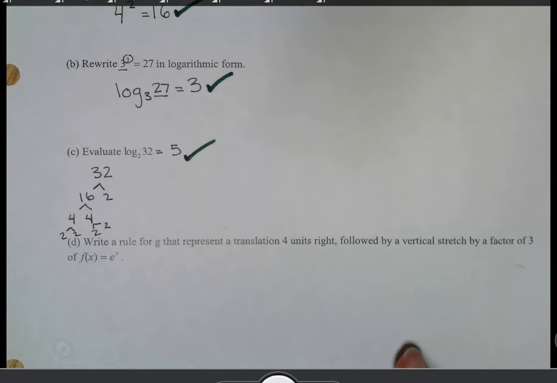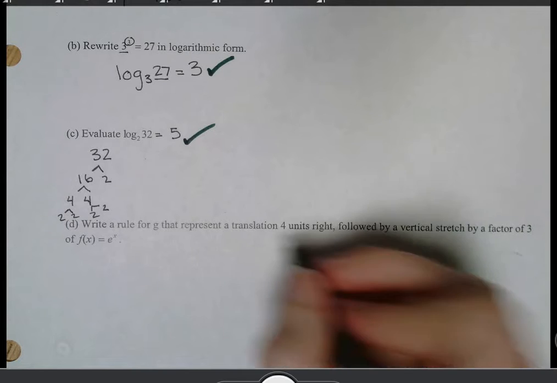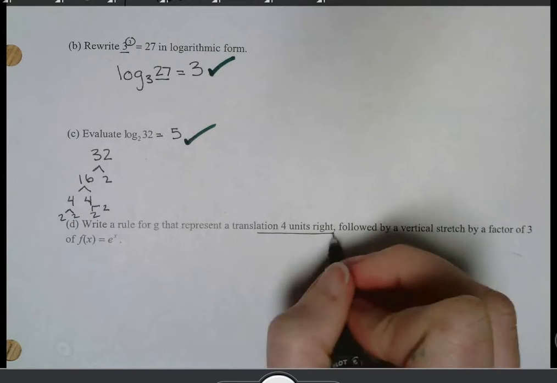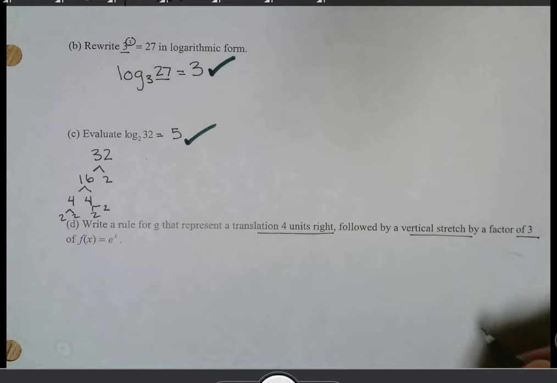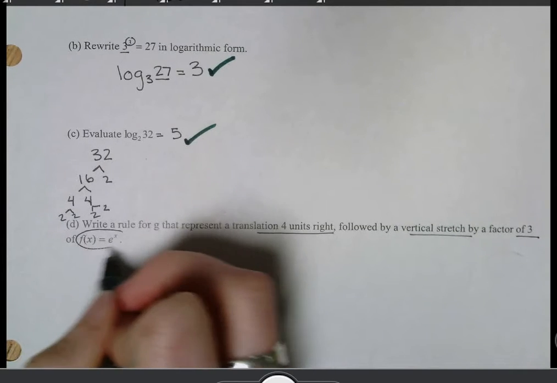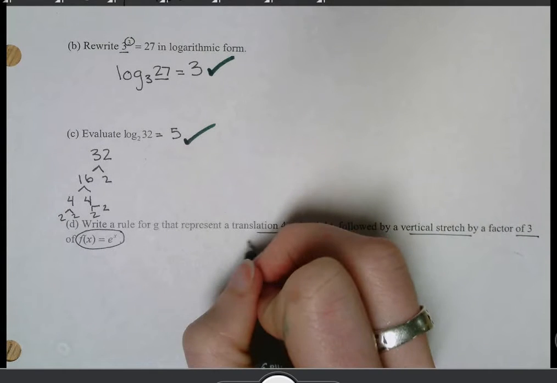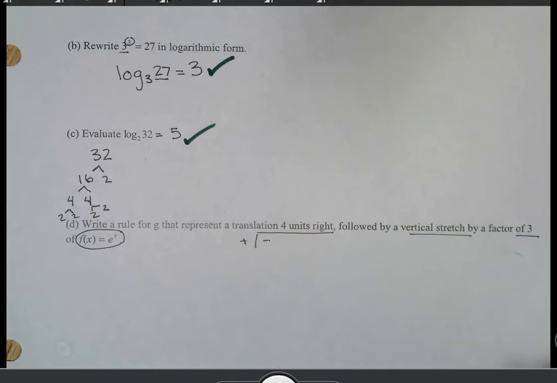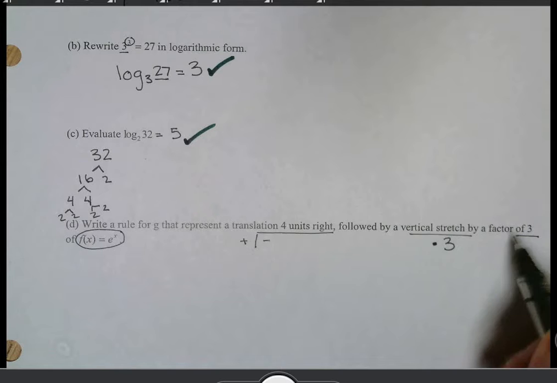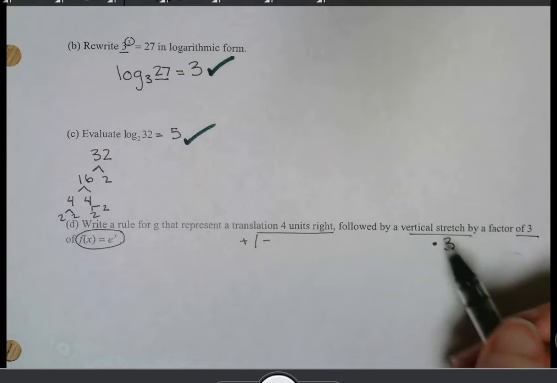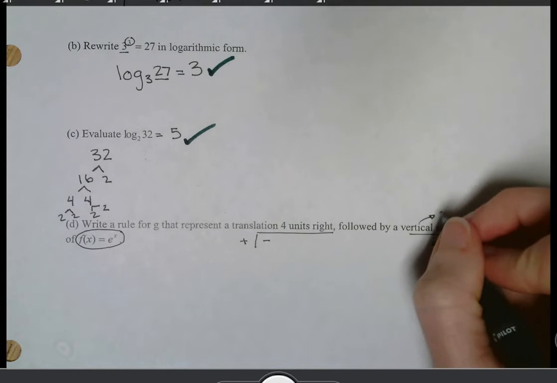Now for D, this one's a little bit longer. We're going to be writing a rule for g that represents a translation 4 units to the right, followed by a vertical stretch by a factor of 3. They also give us our original equation here, f of x equals e to the x. So remember, translation here, this is always addition or subtraction. Vertical stretch, we're always multiplying by that value. Now, vertical stretch, it doesn't change, which is why I'm not doing the reciprocal here. This also, since it's vertical, goes on the outside.